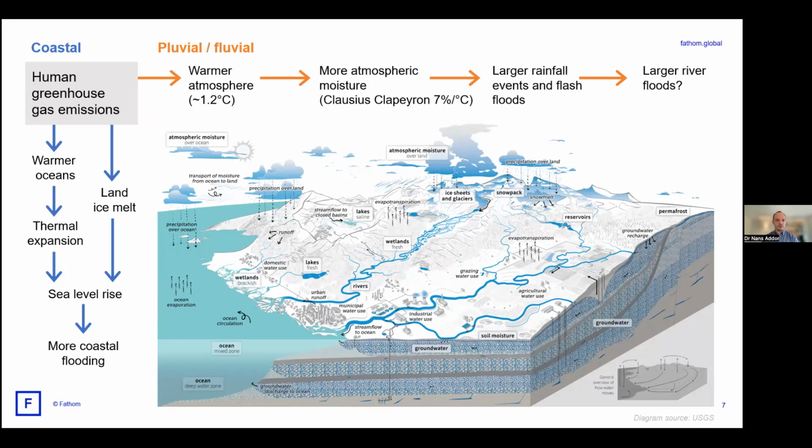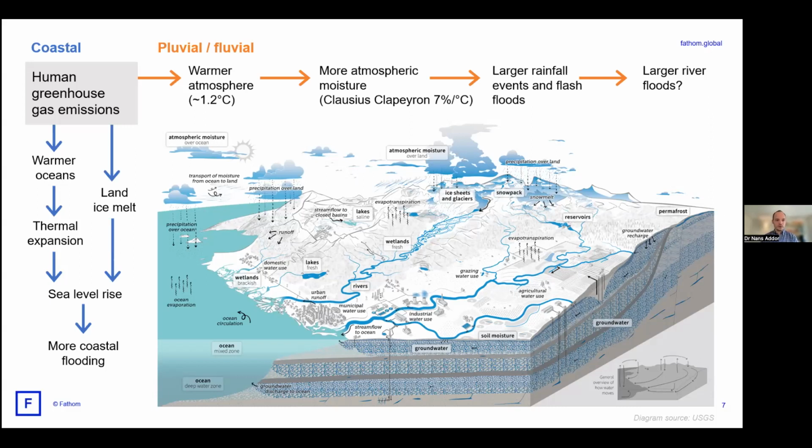So a warmer atmosphere can hold more atmospheric moisture. It is about 7% more per degree Celsius, and that's known as the Clausius-Clapeyron law. And the fact that the atmosphere can hold more moisture means that it can fuel larger rainfall events and generate larger flash floods. But what's really interesting is that even though we see larger river flood peaks in many locations around the world, there are many locations where we find that flood peaks are getting smaller. And we'll discuss why that is the case in this webinar.